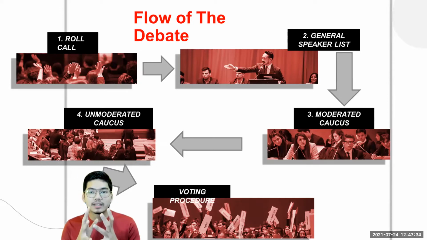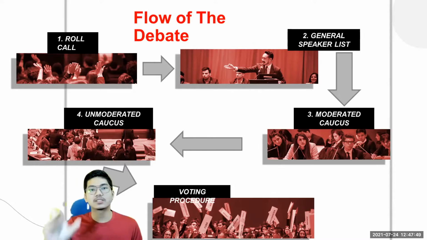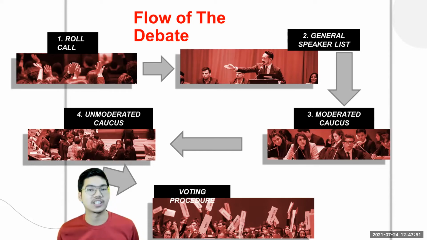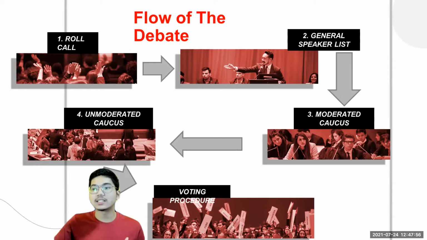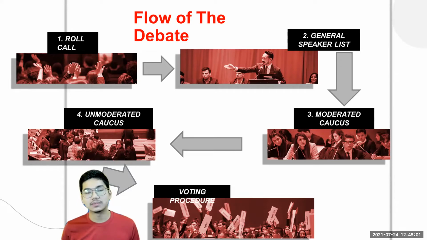After a roll call, there's a general speakers list. This is where you give a speech. In a roll call, you don't give a speech; you only state whether you're present or not. But in the general speakers list, this is where you give your opening speech for the first time. The speech is limited to talking about the condition of your country. You're only addressing the problems inside your country. You cannot talk about other countries' situations because that's for the second flow.